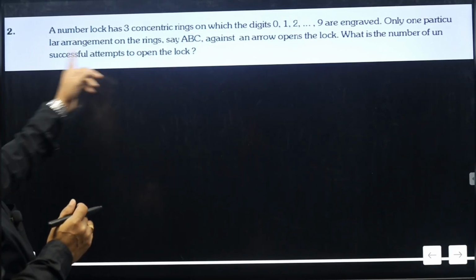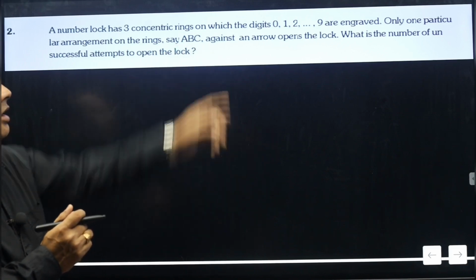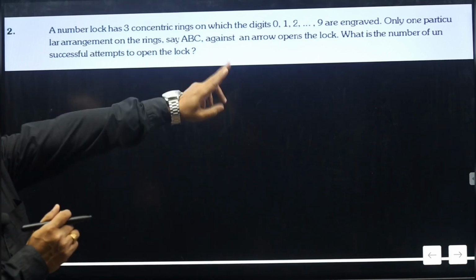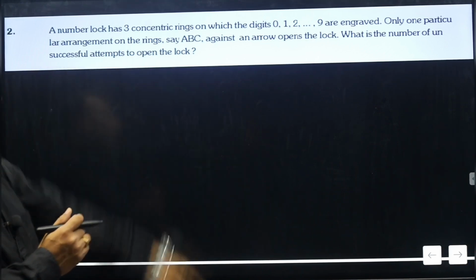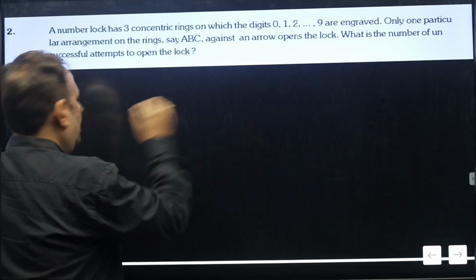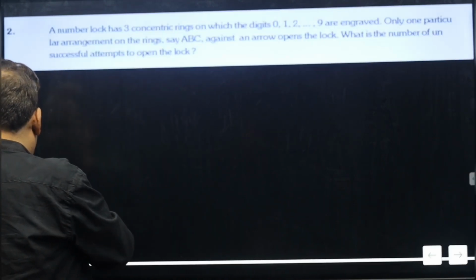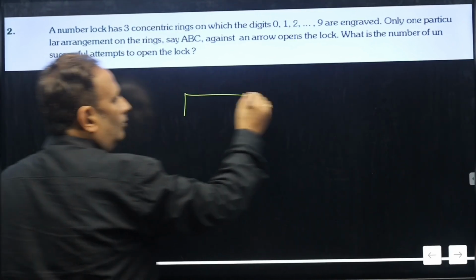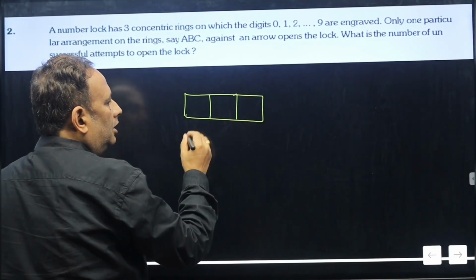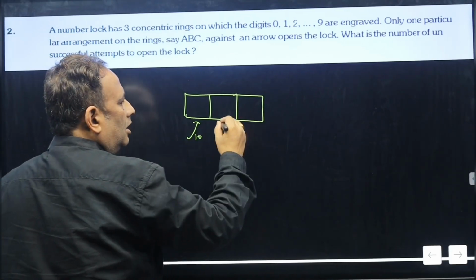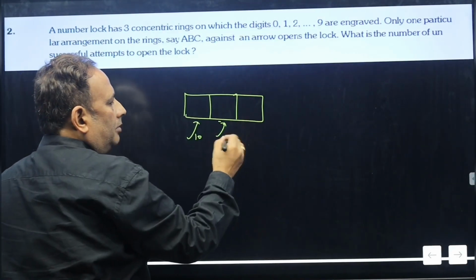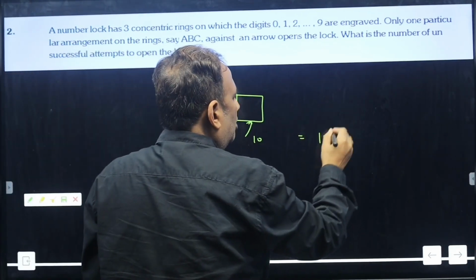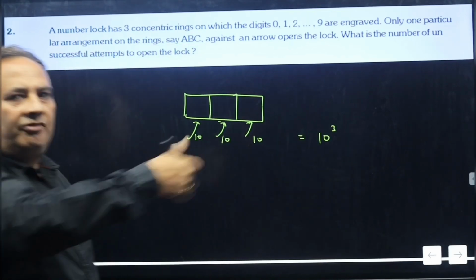Only one particular combination of the rings, say A, B, C, against an arrow opens the lock. Okay, so what is the number of unsuccessful attempts? So the total number of attempts, what we will take: 3 positions are there. In this position we can fit in 10 ways. Here also any of the 10 numbers can come, 10 ways. Here also any of the other 10 numbers can come. So the total possibilities are 10 to the power 3. So these are the possibilities that we can make.